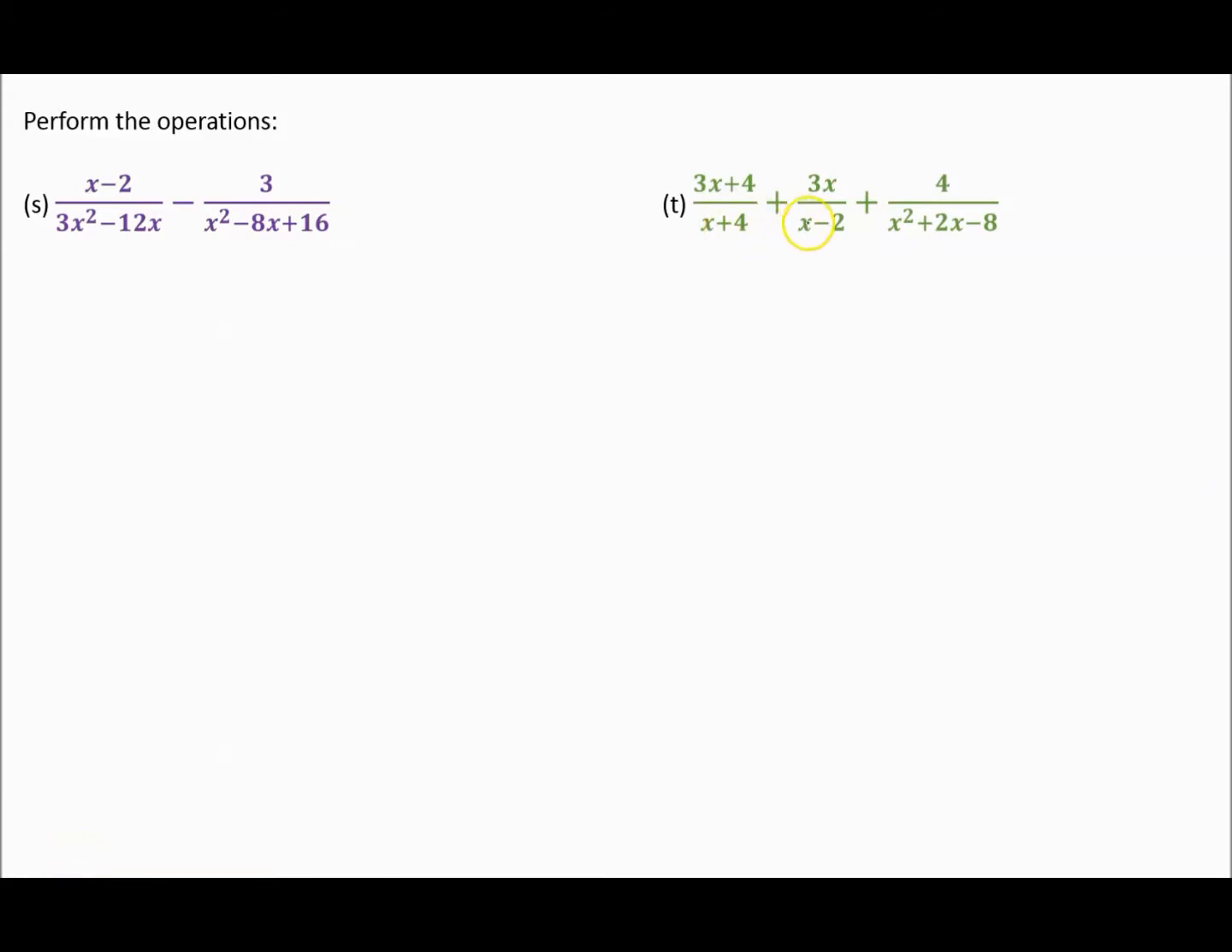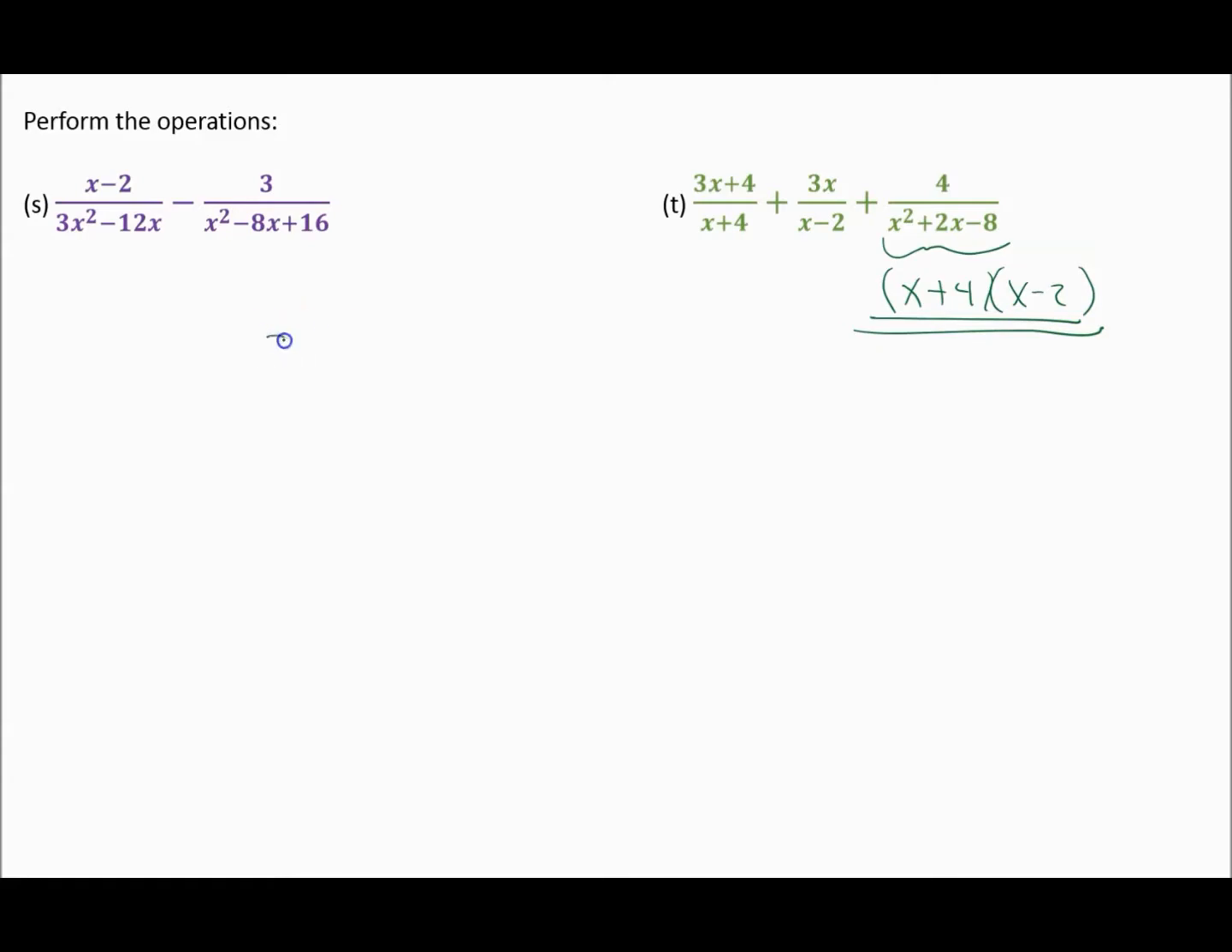So I'm adding 3 fractions together this time. None of them have a matching denominator, but I do need to factor this one. Multiplies to be negative 8 and adds to be 2. That's going to be x plus 4 times x minus 2. Notice that's what's over here. So this is my common denominator.